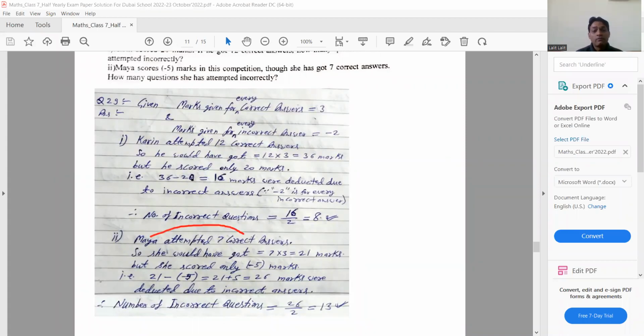So it means she would have got 7 correct answers into 3 for one correct answer. 7 into 3 is 21 marks. So the actual marks Maya should get is 21 for correct attempts. But she scored only -5 marks. So it means 21 minus (-5), which is 21 plus 5, is 26 marks. So 26 marks were deducted due to incorrect answers. So the total number of incorrect answers is simply 26 divided by 2, which is 13. So the number of incorrect questions attempted by Maya is 13. So this is the answer of question number 2.